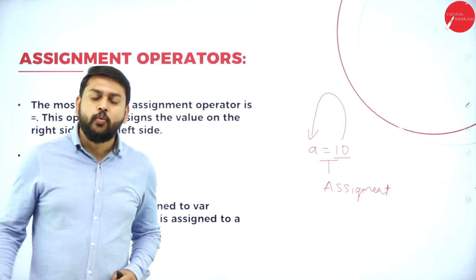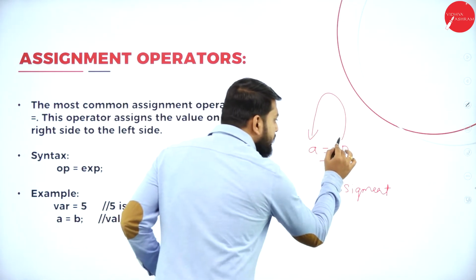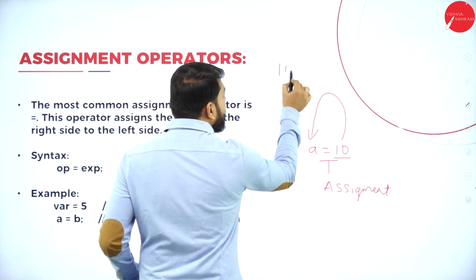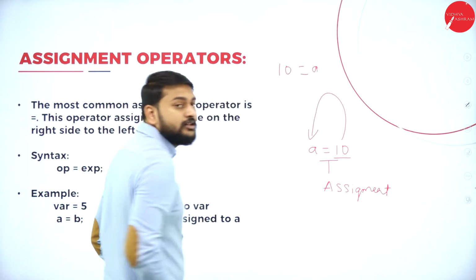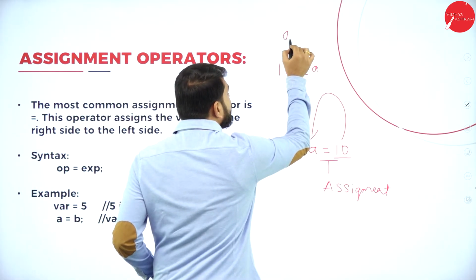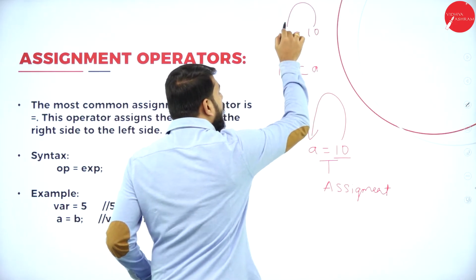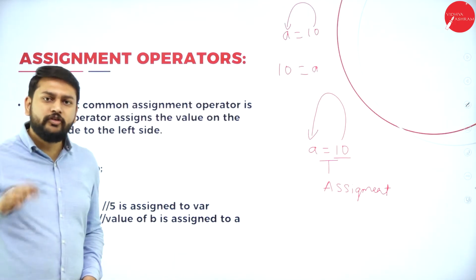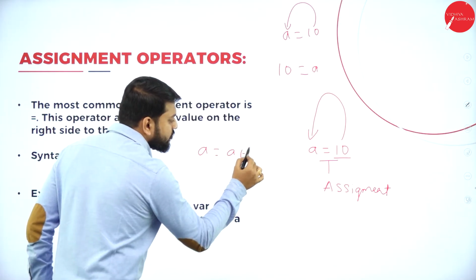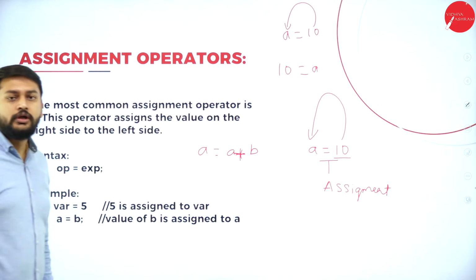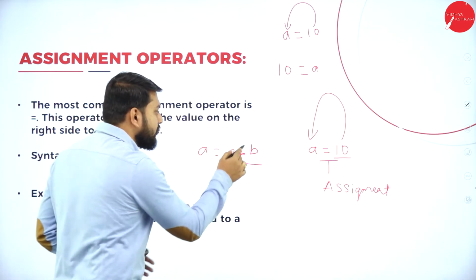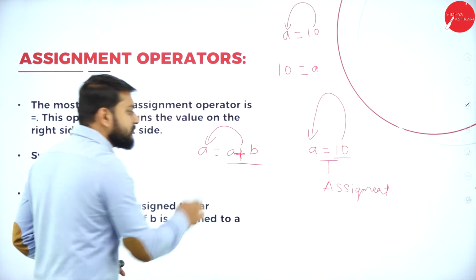Point number one, whatever you write on the right hand side will get assigned to the left hand side. If you write something like 10 is equal to A, will it get assigned like this? No. Whatever you write on the right hand side, say 10, is what will get assigned to A. That's why we write expressions like A is equal to A plus B. Whatever the expression A plus B gives, that value will get assigned to A.